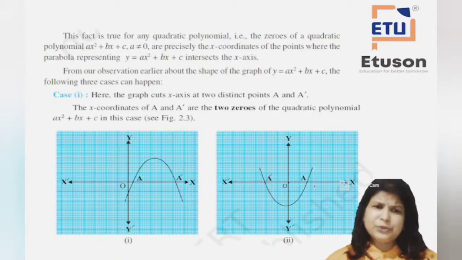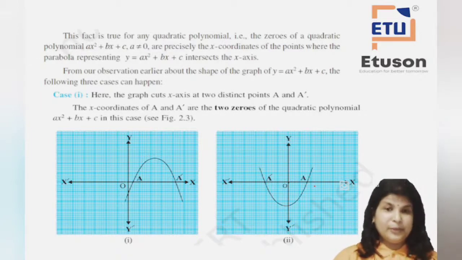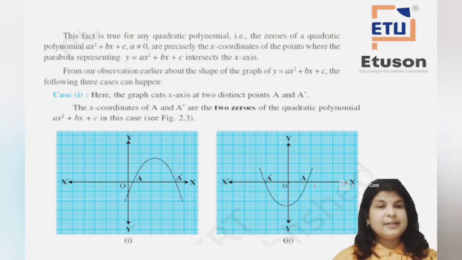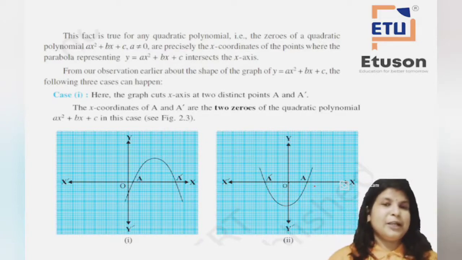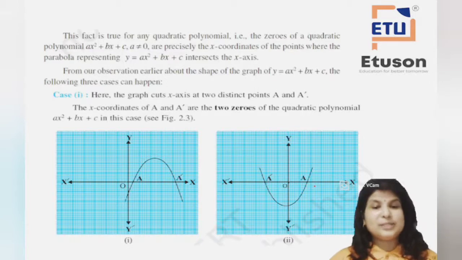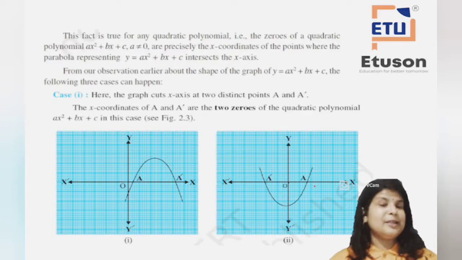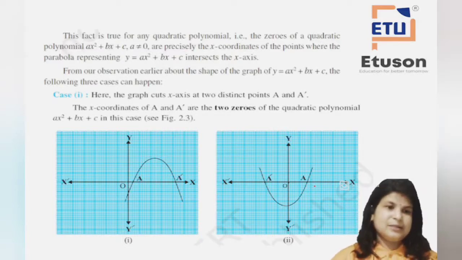So this fact is true for any quadratic polynomial: the zeros of a quadratic polynomial are precisely the x coordinates of the points where the parabola representing ax square plus bx plus c intersects the x-axis. So here, if you get this kind of equation, there are 3 possibilities of getting the solution. You may get 3 types of solution. What are they? Let us understand the 3 cases one by one.